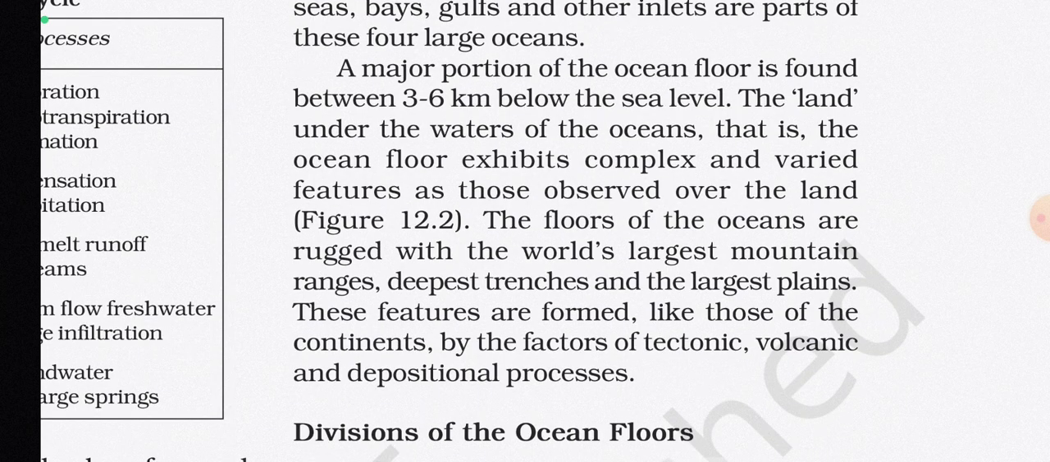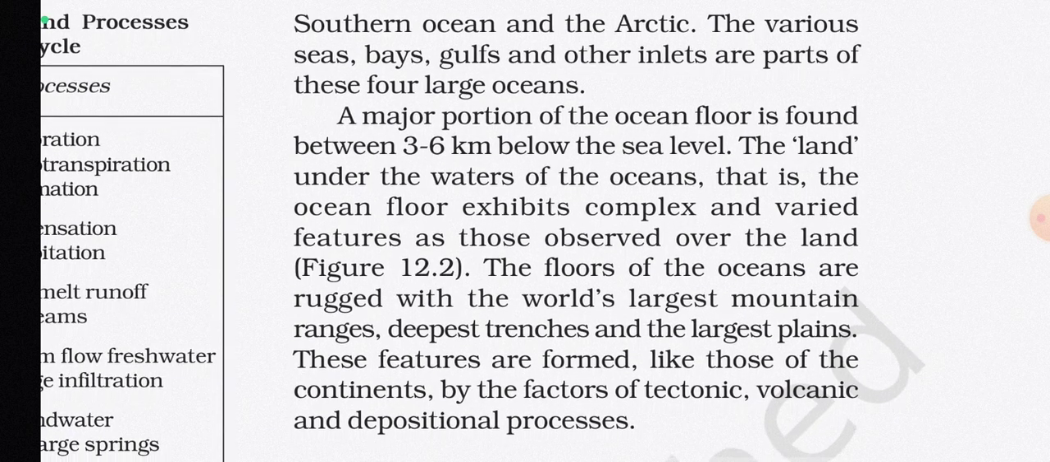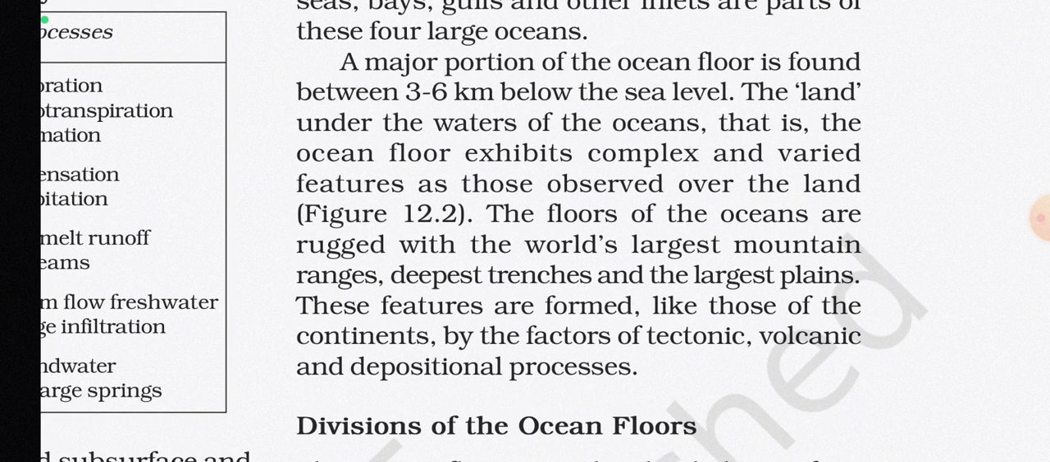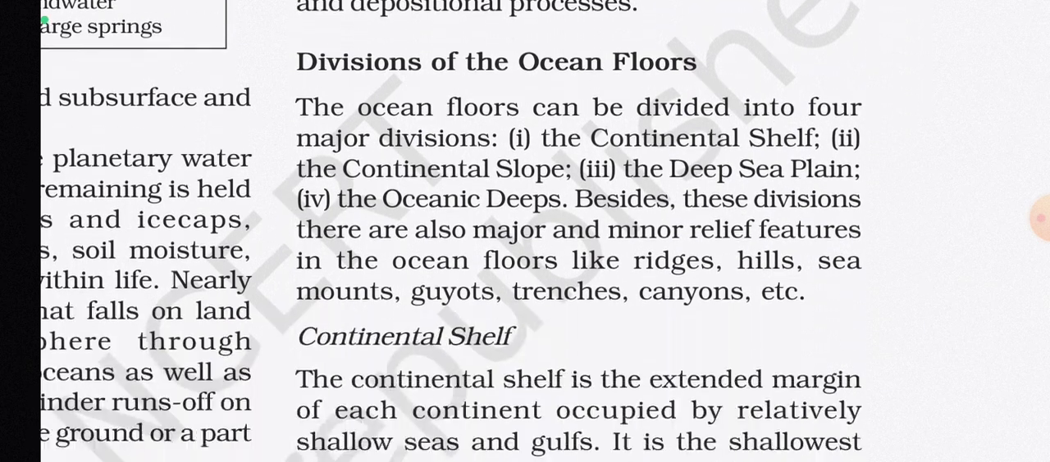A major portion of the ocean floor is found between 3 to 6 kilometers below the sea level. The land under the waters of the oceans, that is the ocean floor, exhibits complex and varied features as those observed over the land. The floors of the oceans are rugged with the world's largest mountain ranges, deepest trenches and the largest plains. These features are formed like those of the continents by the factors of tectonic, volcanic and depositional processes.